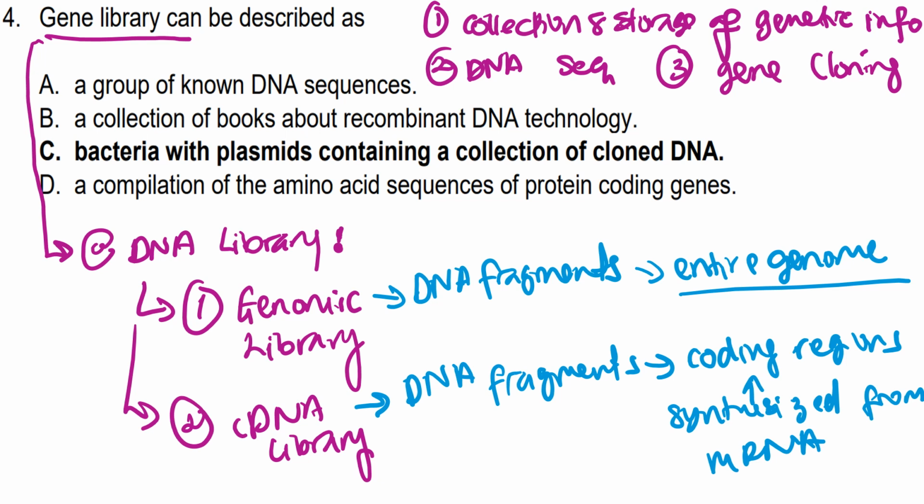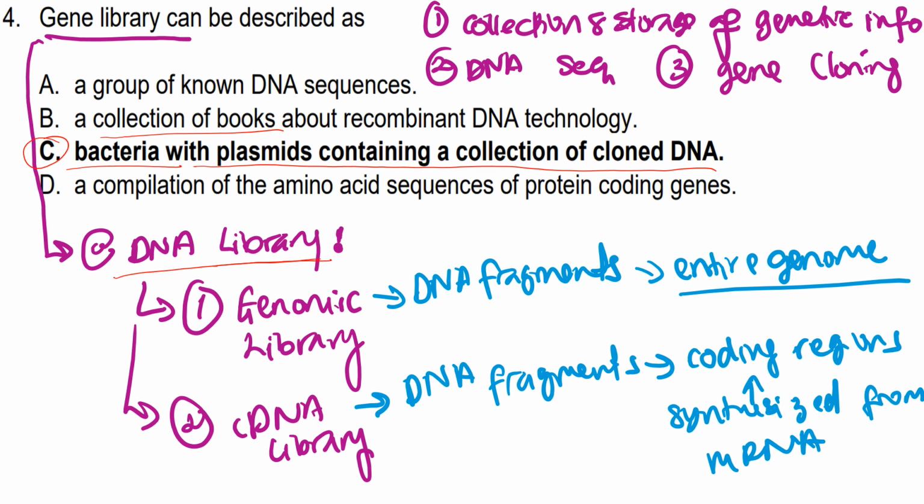Gene library can be described as, the answer is C, which is bacteria with plasmids containing a collection of cloned DNA. So gene library is also known as DNA library. Although the term has the word library here, it does not mean that it consists of a collection of books like the normal library that we have. So it is actually a collection of information of DNA that is inserted into plasmid within bacteria.